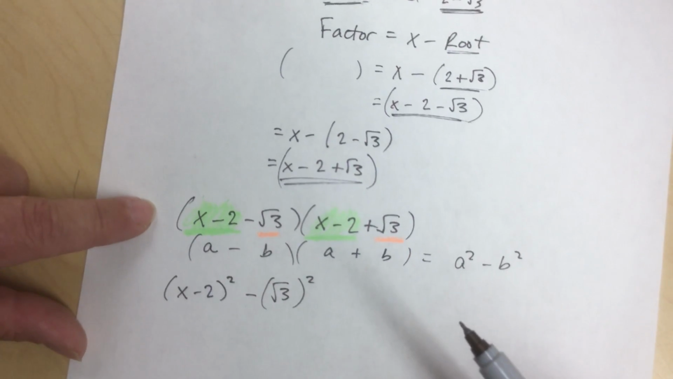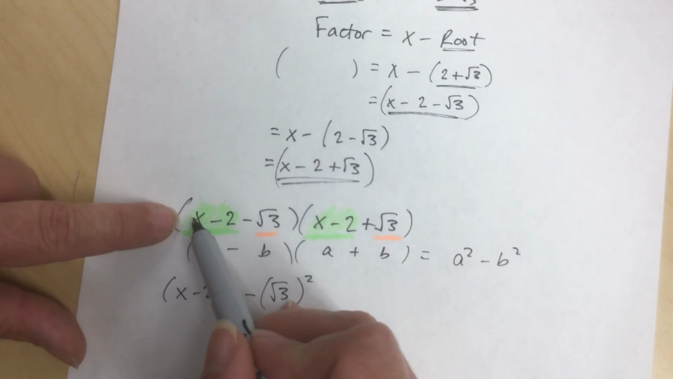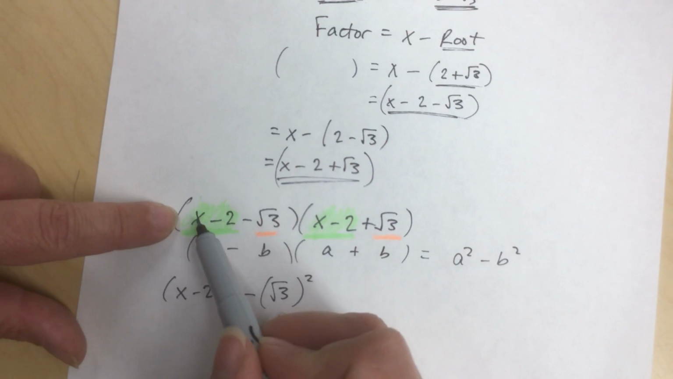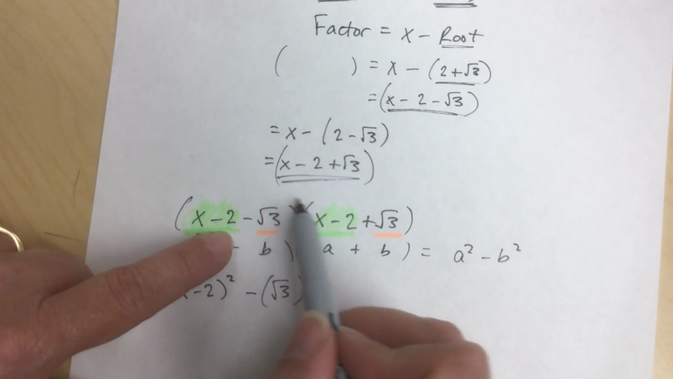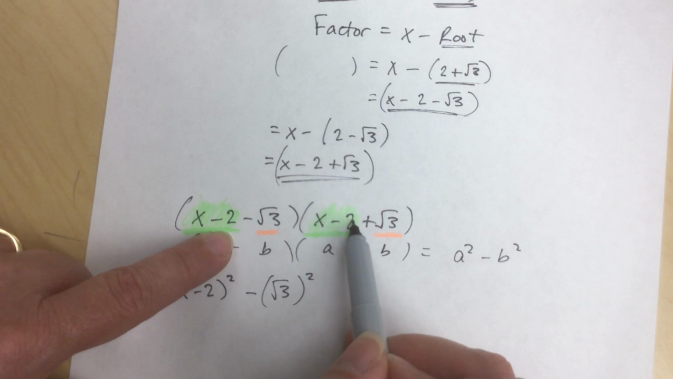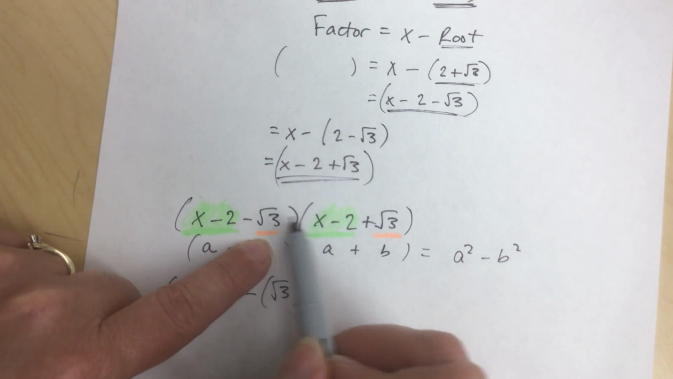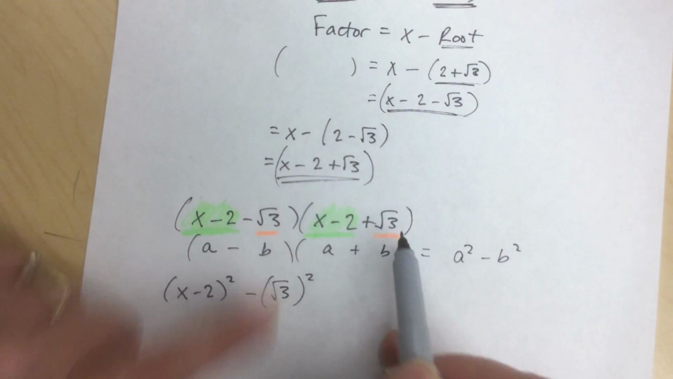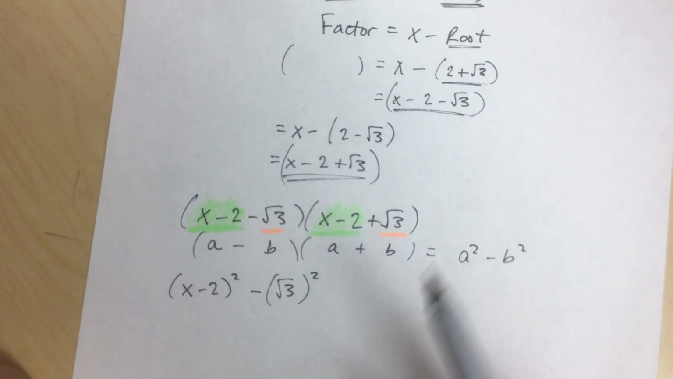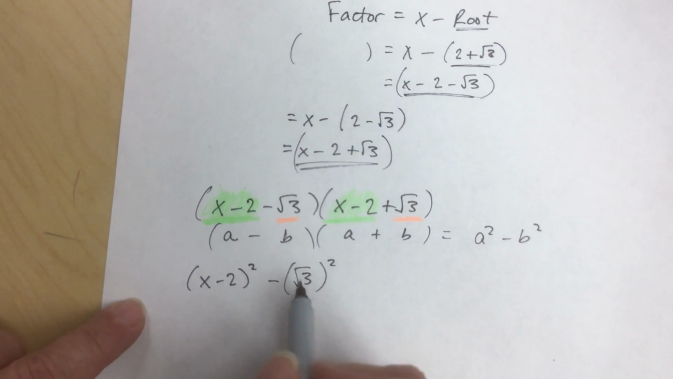You might be thinking, why are we doing that? Why don't we just distribute it out? Because it's a mess. But you could take x times this and get x squared minus 2x plus x radical 3 minus 2x plus 4 minus 2 radical 3 minus x radical 3 plus 2 radical 3 minus 3. And all that stuff is going to cancel out except this stuff. So this is way easier, I believe.